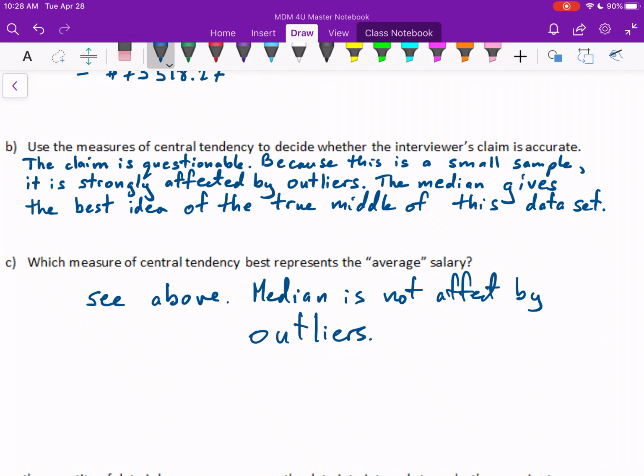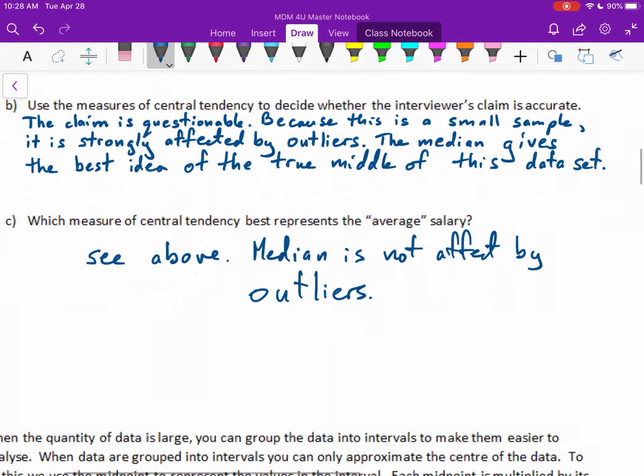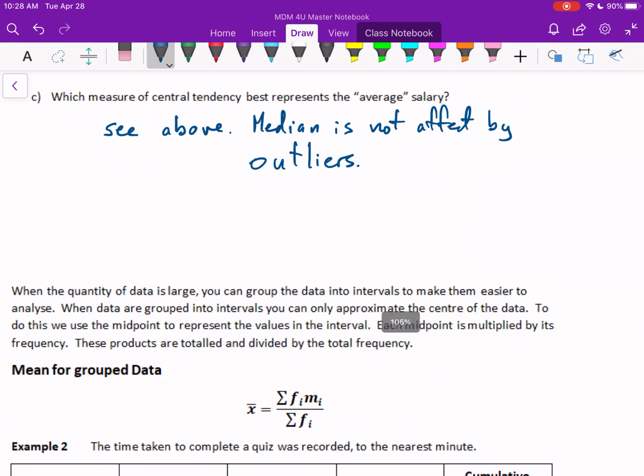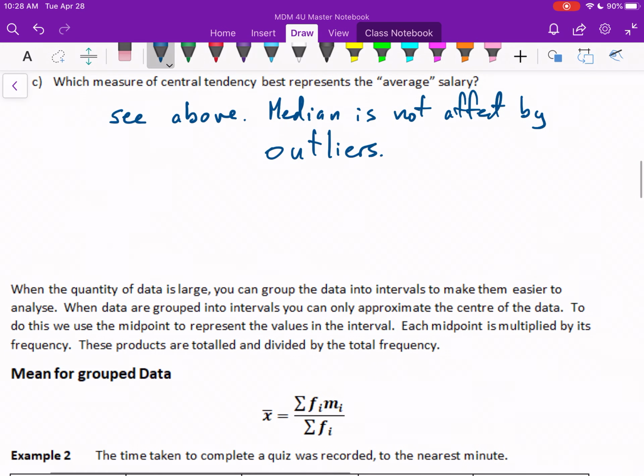The mean will be affected by outliers, especially if it is a small data set. When the quantity of data is large, you can group the data into intervals to make them easier to analyze. When the data are grouped into intervals, you can only approximate the center of the data. To do this, we use the midpoint to represent the values in the interval.